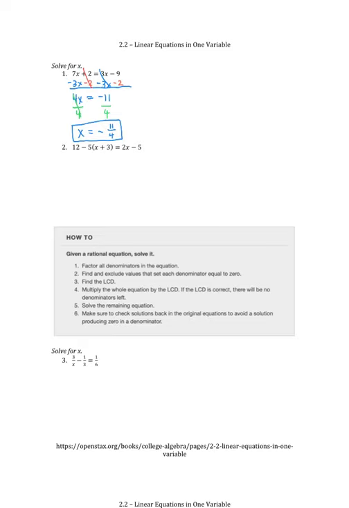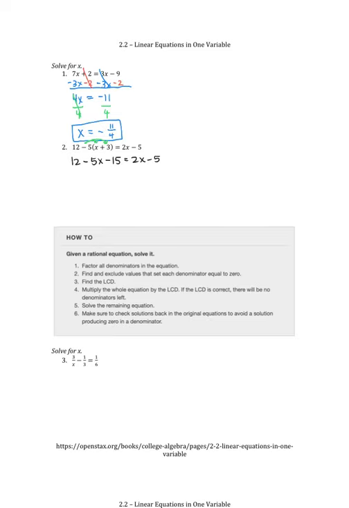All right, number 2. It's similar, a little bit more complex. We're going to start by getting rid of the parentheses on the left. You want to distribute this negative 5 to both things in the parentheses. When you do that, you're going to bring down the 12, then minus 5x minus 15. Negative 5 times x is negative 5x, and negative 5 times 3 is negative 15. Equals, bring down the stuff on the right, so 2x minus 5.